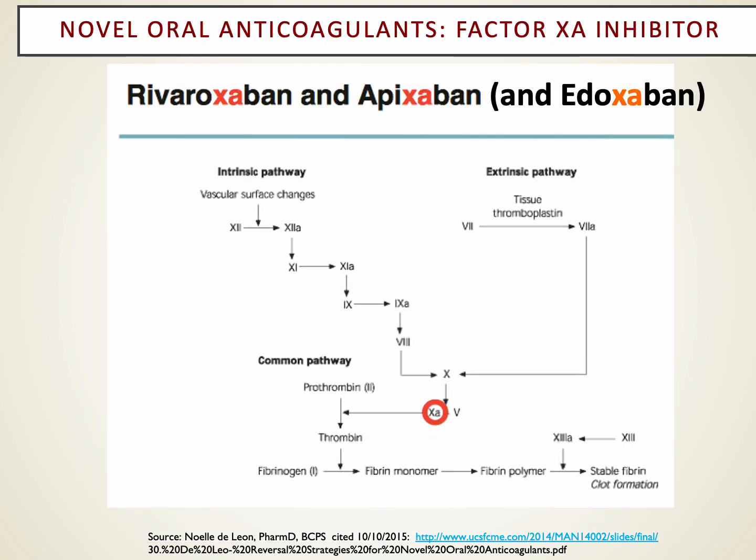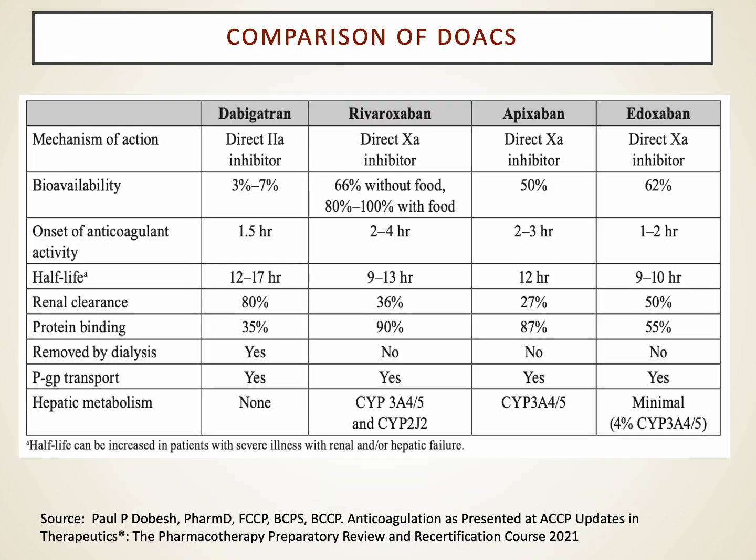Rivaroxaban, apixaban, and edoxaban are the agents being compared. Just keep in mind that dabigatran is a direct thrombin inhibitor, whereas the rest of them are factor 10A inhibitors. The impact on coagulation and the rest of the factors is less important at this juncture for you to spend a lot of time with.